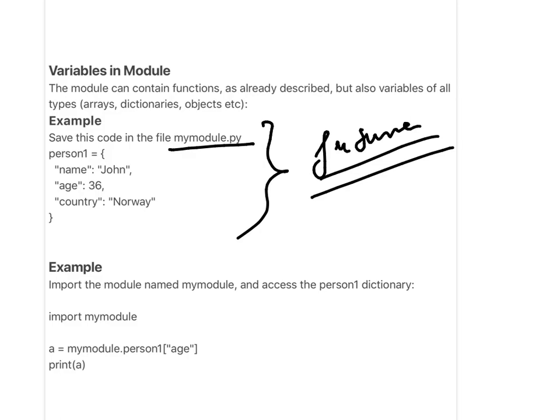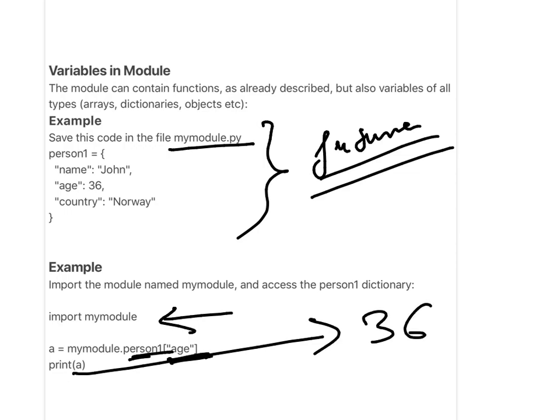What you have to do is just import that particular module, with the name you have given, and in that you have to write which particular variable you want to access. Here I want to access this person 1, the age of person 1. So what is the age? 36. So what will be the answer? The answer will be 36. So it's very simple.